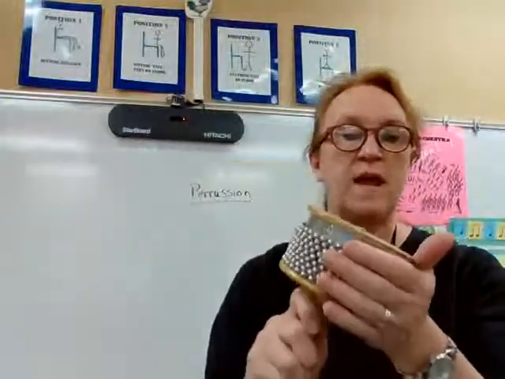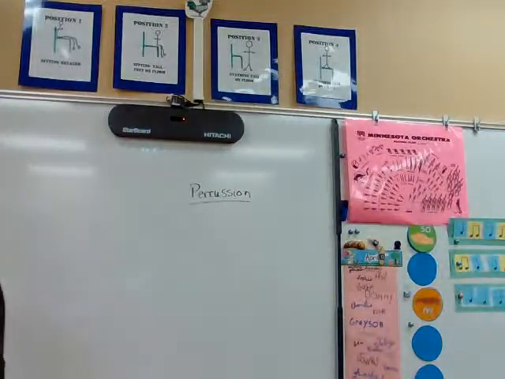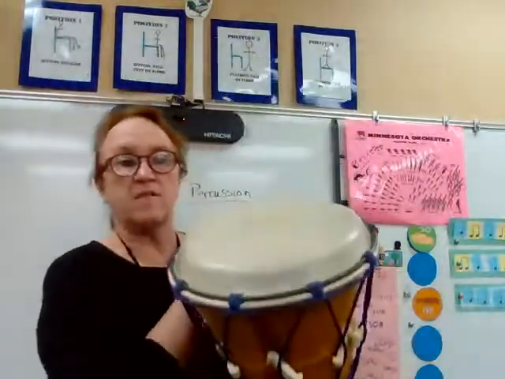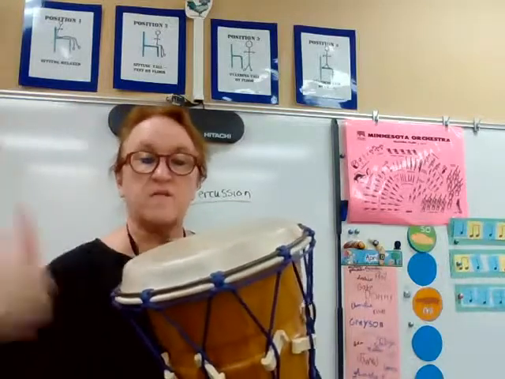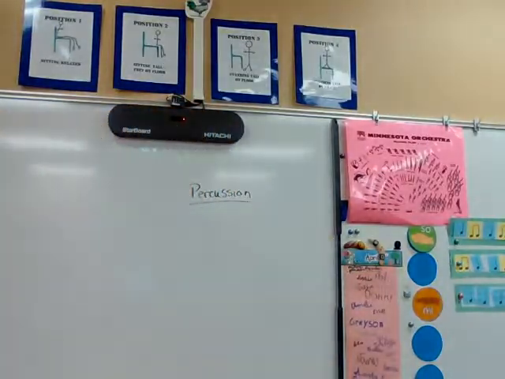This is a kabasa. This is part of shaking it to make the sound. Or sometimes you use your hand like this. Sometimes you strike it with something else. This is a djembe. This is a djembe from the music room. And to make the sound, I don't shake this one. I strike it with my hand. So that is a percussion instrument that follows the rule where you have to strike it, okay?